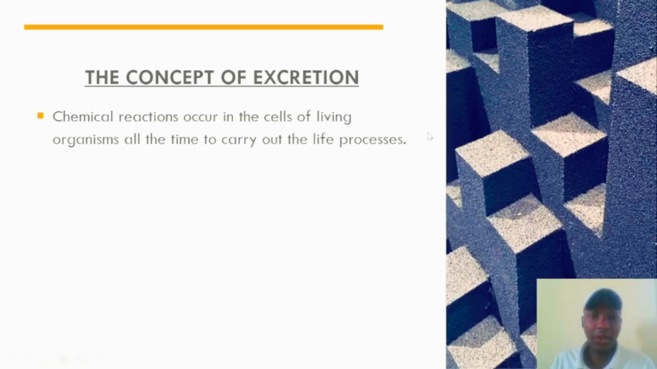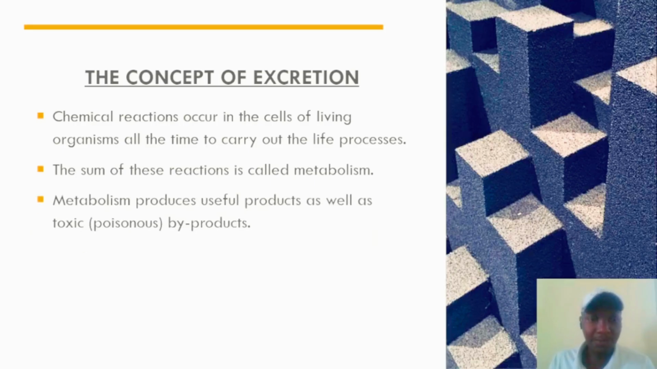The chemical reactions that occur in the cells of living organisms all the time to carry out the life processes are there just to enable the organism to live. The sum of these reactions is what we call metabolism. Metabolism produces useful products that are necessarily needed for the body of the living organism, as well as toxic or poisonous byproducts.